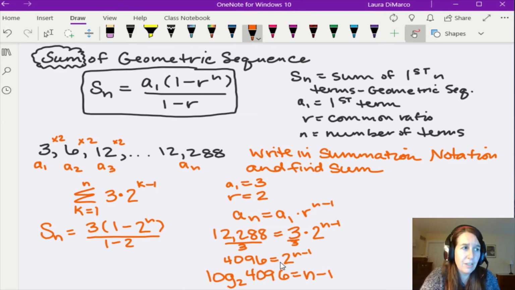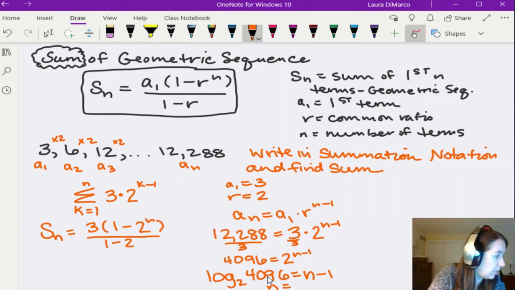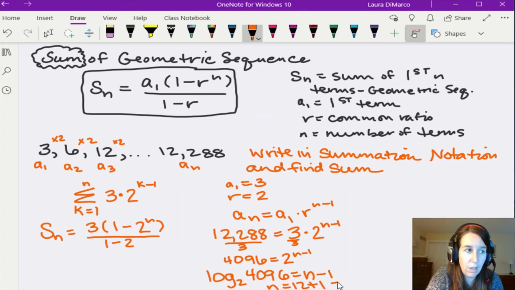There are other ways to solve this. You could take the log of both sides. That was another method we did back in the log chapter. If you prefer that, that's totally fine too. Okay, so now log base 2 of 4,096, type that in your calculator, get that number, and then add 1 to it. So n is equal to, this whole thing I got was, what did I get? I got 12, right? So that's 12 and then plus 1, so n is 13.